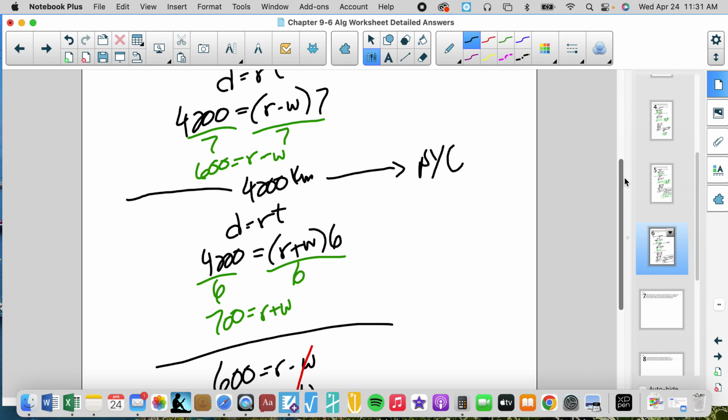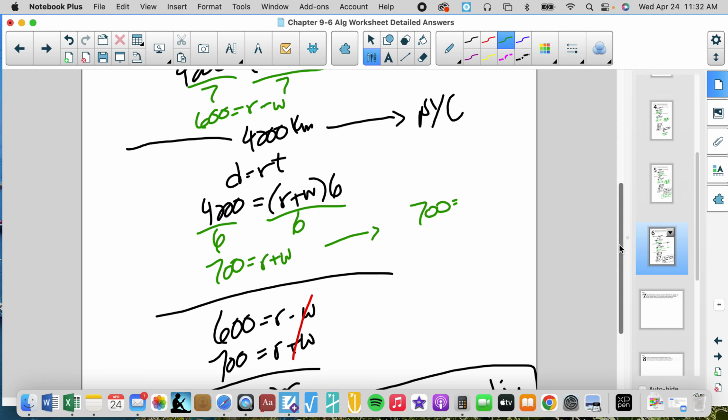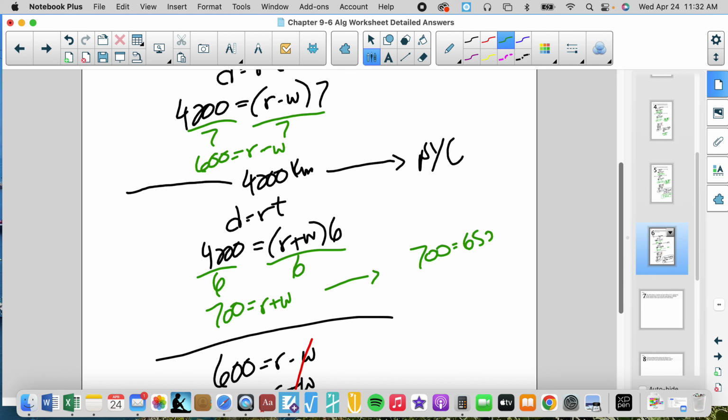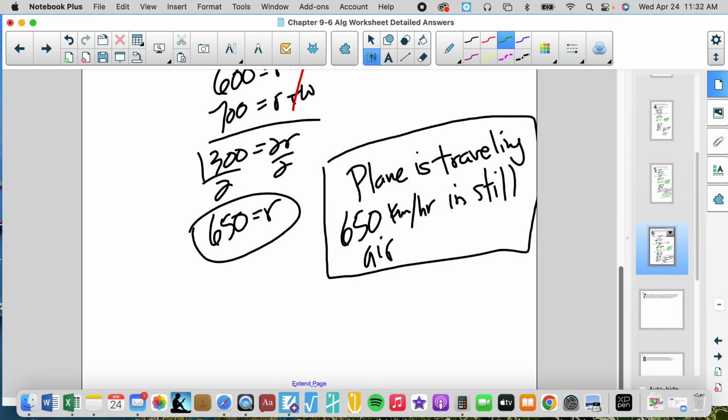And let's use this one. Let's try this one. So 700 equals, what did we say, 650, plus W. Let's minus 650 from both sides, and we get 50 equals W. So the wind is 50 kilometers per hour.